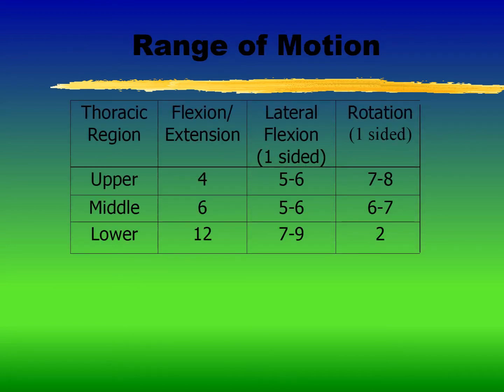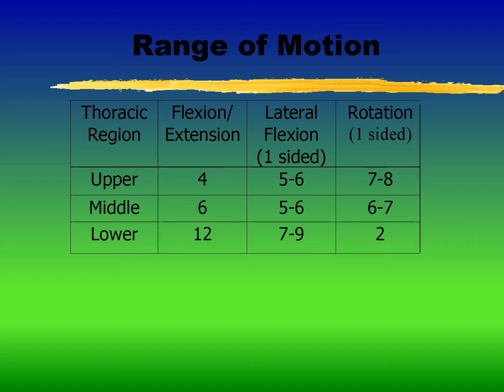What we have here is a table indicating ranges of motion in degrees for different regions of the thoracic spine and in different planes of motion. You can see that in the flexion extension, it's very limited in the upper part of the thoracic spine as compared to the lower part of the thoracic spine. You need to keep this in mind when you're doing your motion palpation, that some motions are much easier to feel in different areas of the thoracic spine.